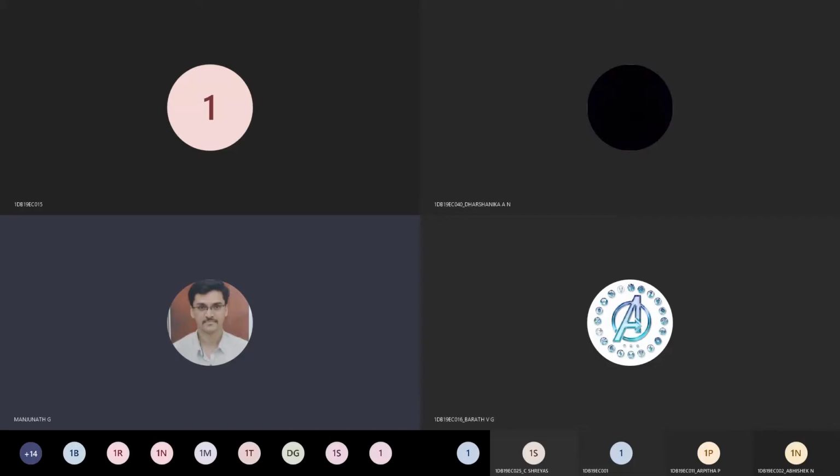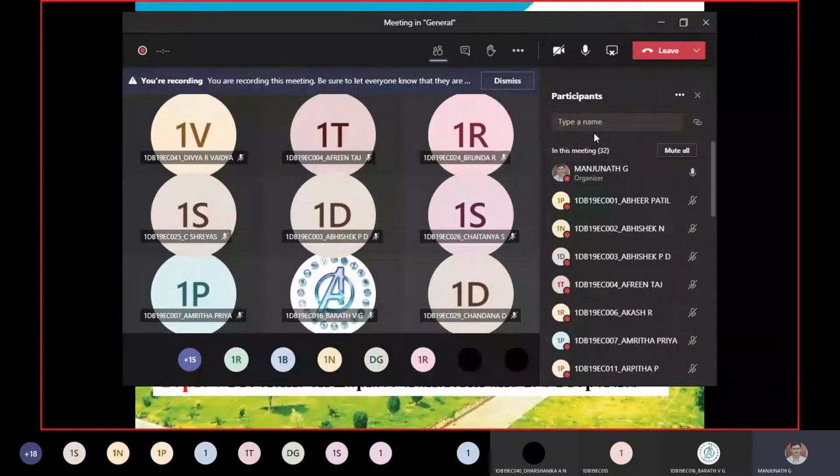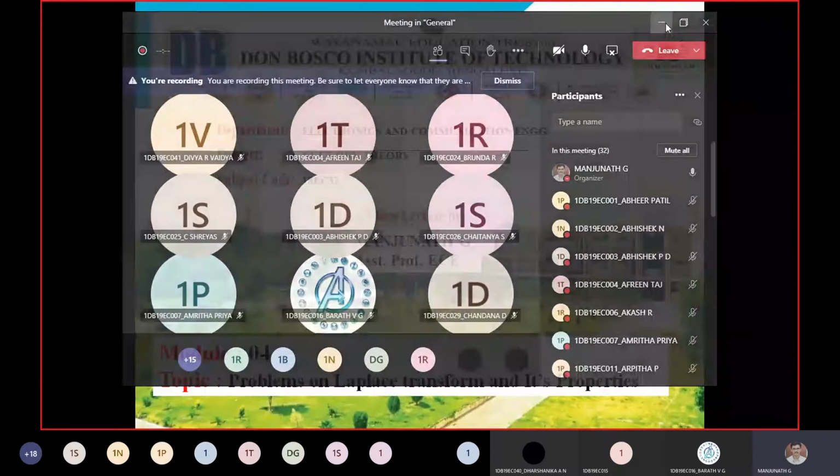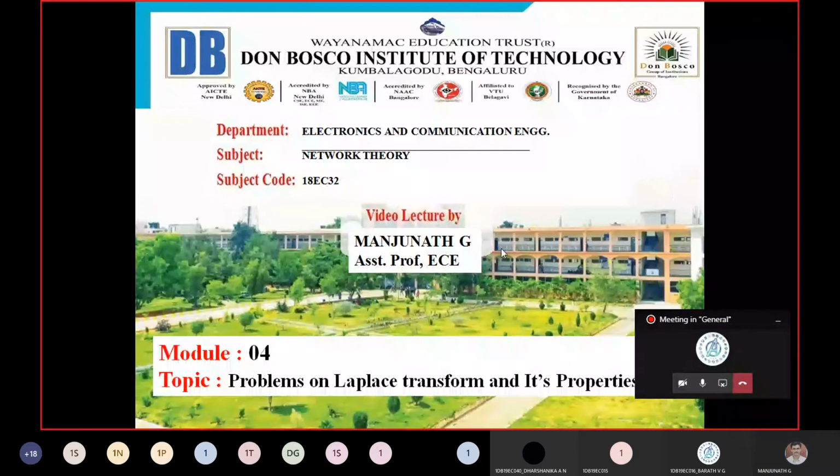Okay, so I think we finished the properties in the last class. What all things did we do in the last class? We went through complex translation and we went through shifting. I think I told you how to do shifting towards your left hand side.